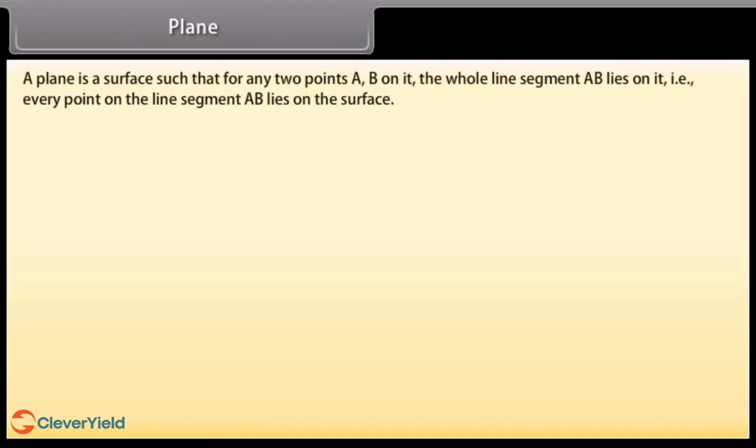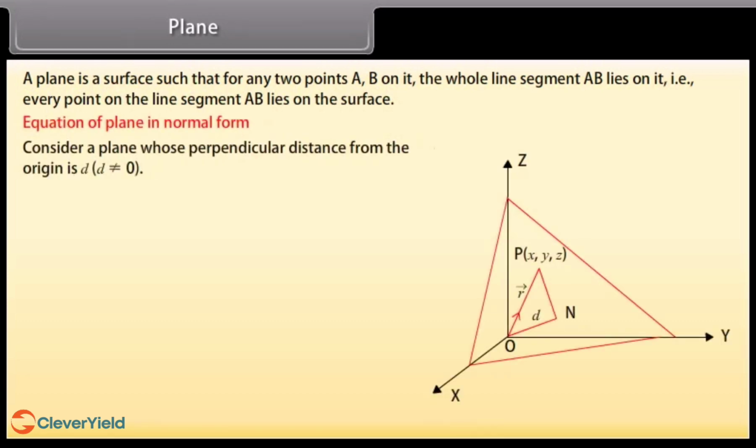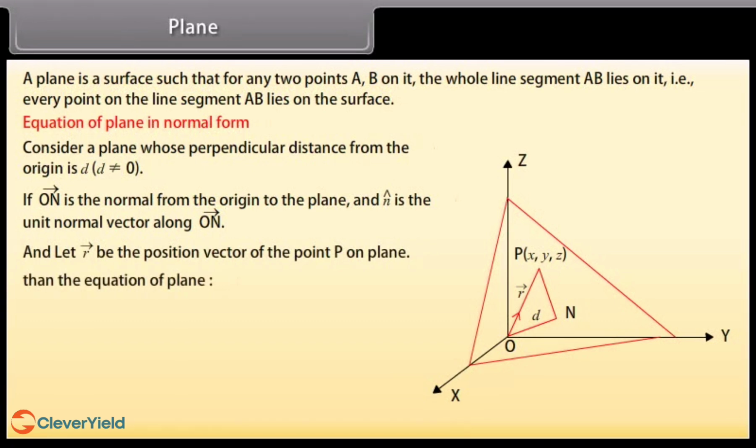Plane. A plane is a surface such that for any two points A, B on it, the whole line segment AB lies on it. That is, every point on the line segment AB lies on the surface. Equation of plane in normal form. Consider a plane whose perpendicular distance from the origin is d not equal to 0. If vector ON is the normal from the origin to the plane, and cap n is the unit normal vector along vector ON, and let vector r be the position vector of the point P on the plane, then the equation of the plane is vector r dot unit vector n equals d.